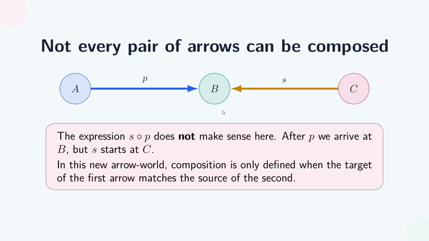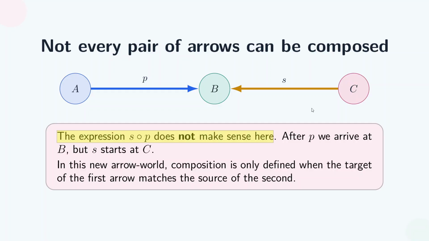Not every pair of arrows can be composed. Composition only makes sense when the target of the first arrow matches the source of the second. For example, suppose P goes from A to B, and S starts at C. Then the expression S composed with P does not make sense. Why not? Because after following P, we end at B. But S does not begin at B, it begins at C. So the two arrows do not fit head to tail. And if they do not fit, there is no composite.